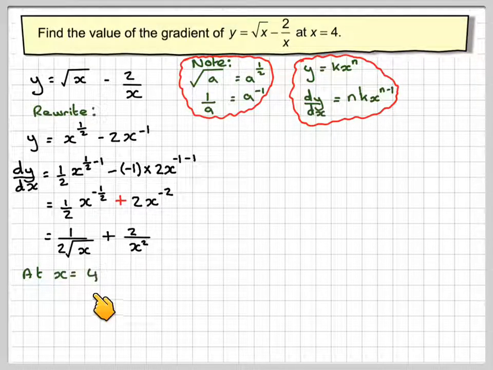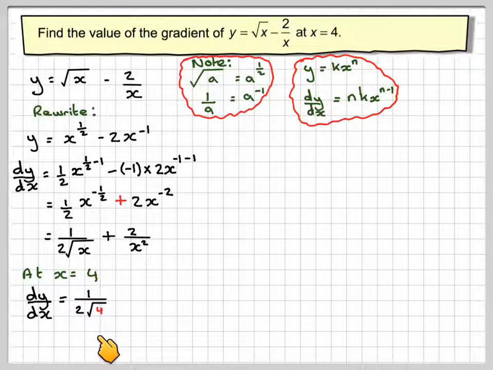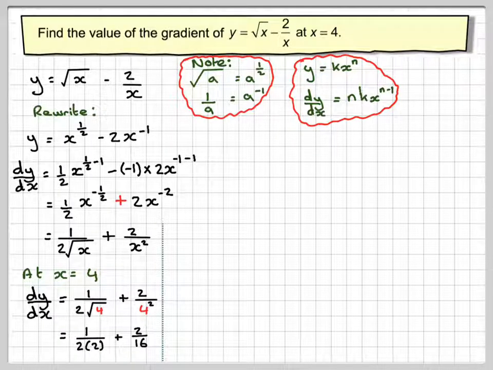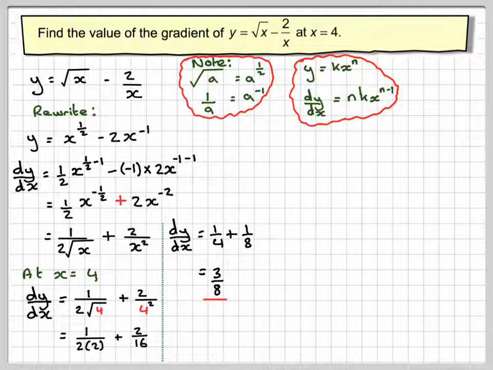At x equals 4, dy by dx will be 1 over 2 times root 4, plus 2 over 4 squared. Root 4 is 2, so we're going to have 1 over 2 times 2, plus 2 over 16. So it's going to give me a quarter plus an eighth, which is 3/8.